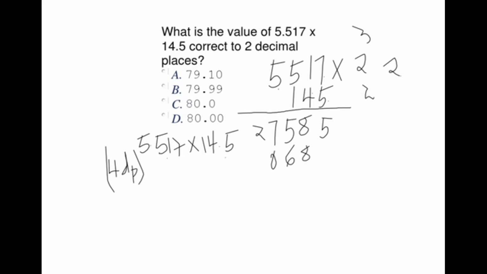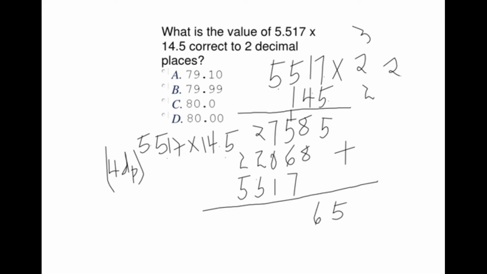4 times 5 is 20 plus 2 is 22. Then 1 times 7 is 7. 1 times 1 is 1. 1 times 5 is 5. 1 times 5 is 5. Then we add. So we have 5 plus 0. 8 plus 8 plus 0 is 16. We carry 1. 5 plus 6.